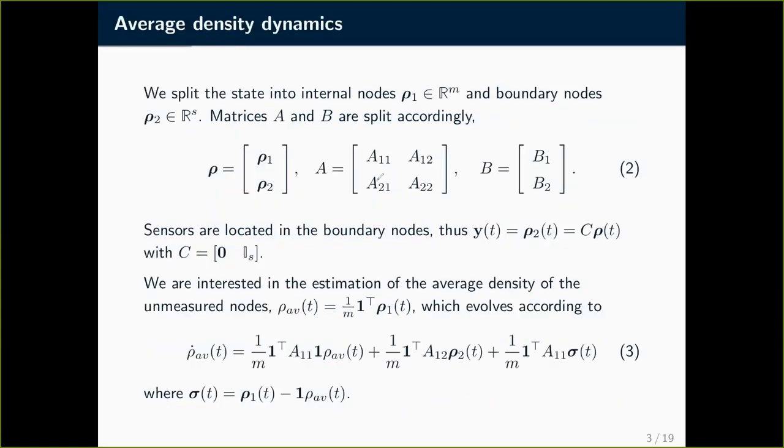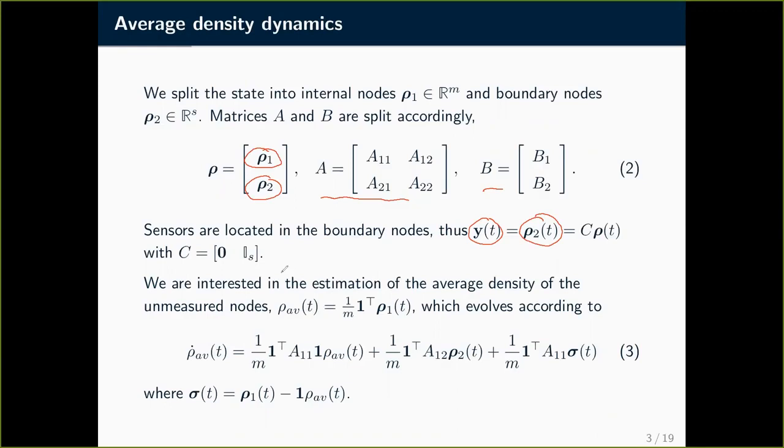We are going to partition the state into two vectors, in which the first one, rho 1, corresponds to the internal roads, and rho 2 corresponds to the boundary roads. Accordingly, we do the same partitioning for matrix A and matrix B. And as I said before in the introduction, our output equation, y, corresponds to the boundary nodes that we assume we are able to measure.